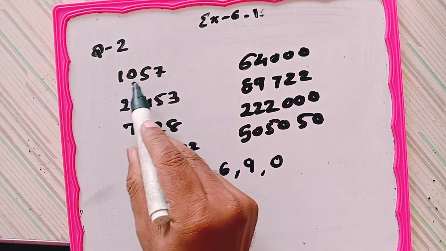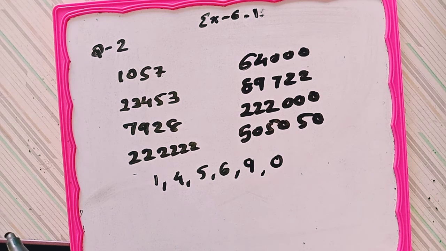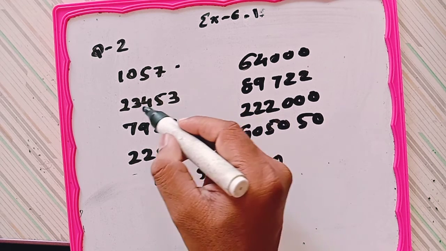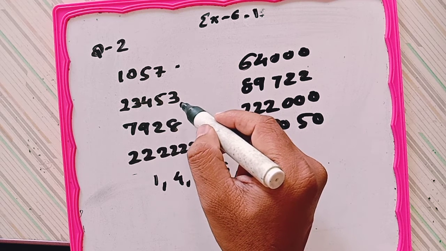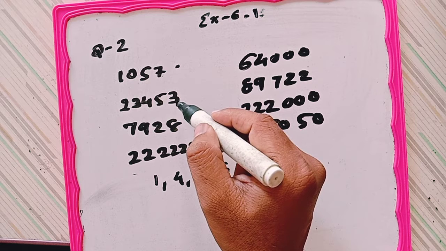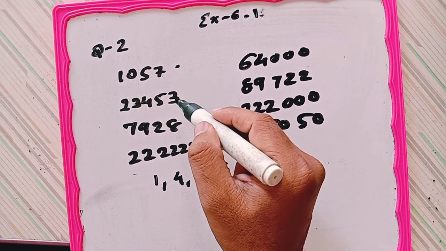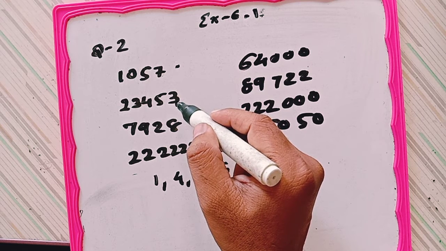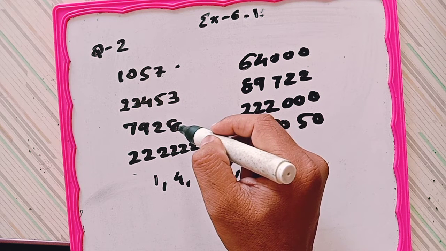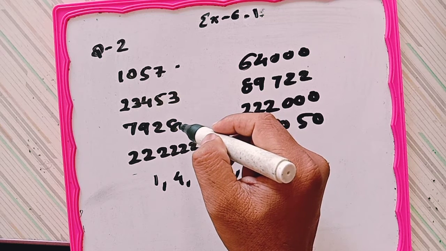Say 1057 has the ending digit 7, which is not among 1, 4, 5, 6, 9, 0, and so it is not a perfect square. Same way, 23,453: the last digit is 3, which is not the ending digit of any perfect square number, and so it is not a perfect square. 7,928: same way, here 8 is not an ending digit of any perfect square number, and so it is not a perfect square.